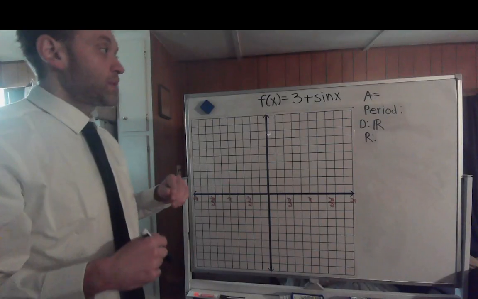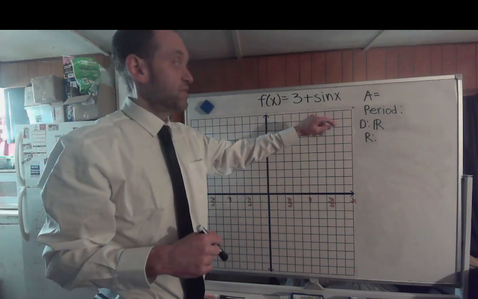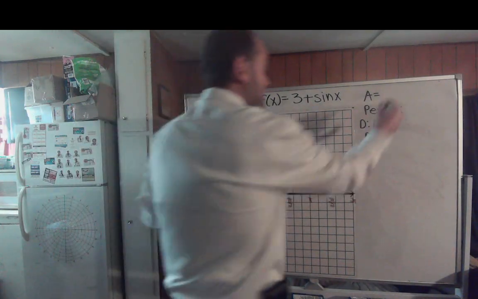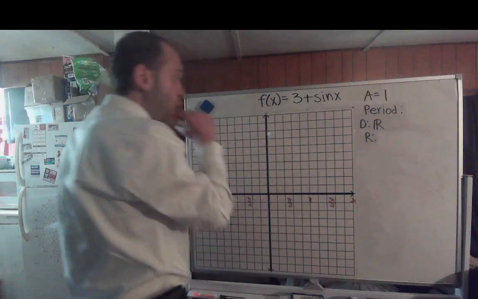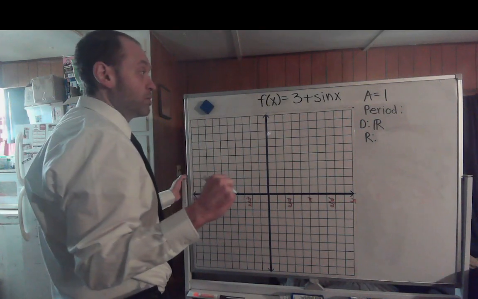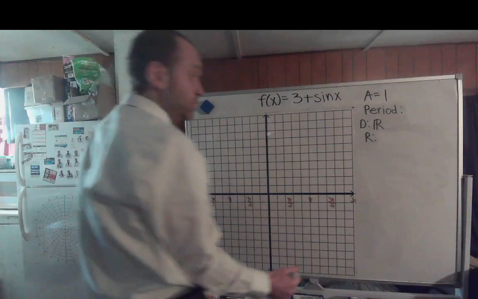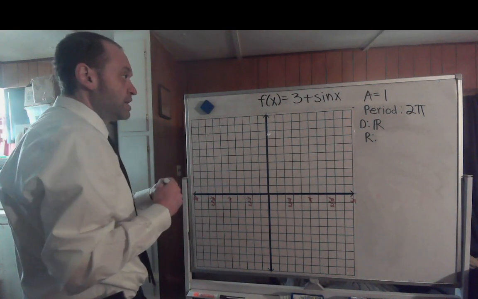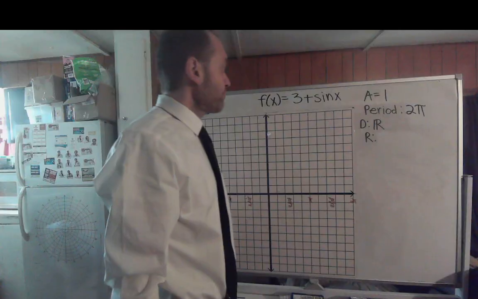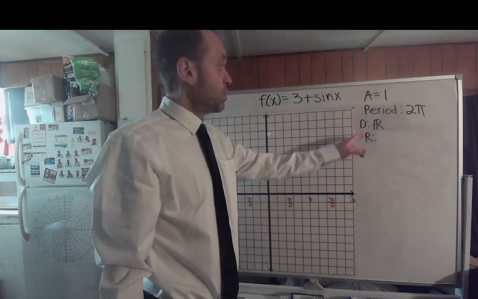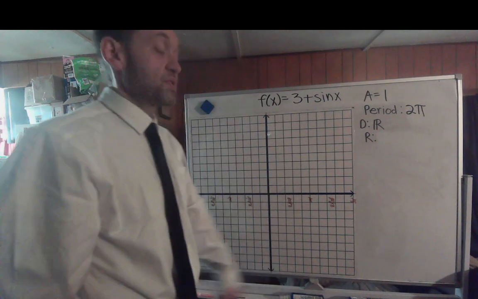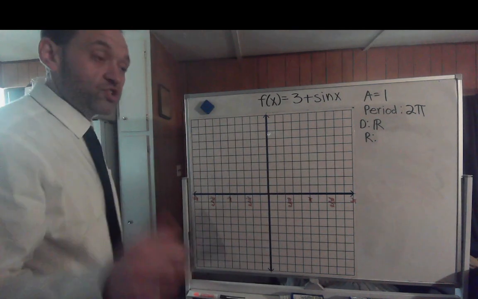Well, let's look at the amplitude of the sine. Your coefficient on sine itself is 1, so that gives me an amplitude of 1. The period, well, my coefficient on x is 1, so 2 pi divided by 1 is 2 pi. We're still back to the normal 2 pi period. Alright, so my domain is still going to be the set of all real numbers. That hasn't changed, but my range has changed.